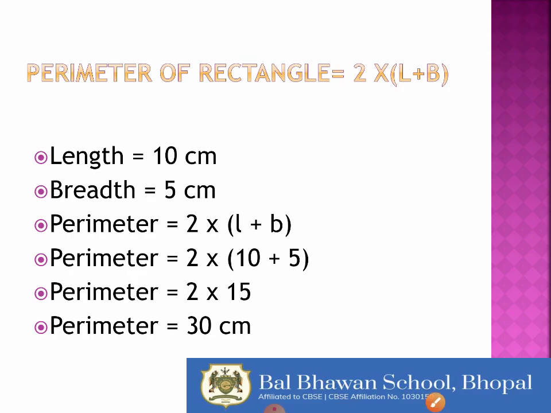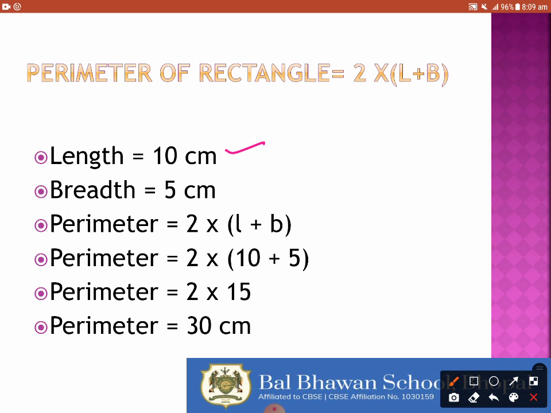So the length of the rectangle is 10 cm and breadth is 5 cm, and since it has two equal lengths and two equal breadths, that is why we are going to multiply the sum of length and breadth by 2. The length has been written as 10 cm here and breadth is 5 cm. 10 plus 5 gives you 15, so perimeter will be 2 into 15, which is 30 cm. So perimeter of the rectangular yard is 30 cm.